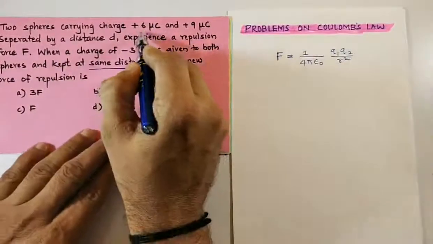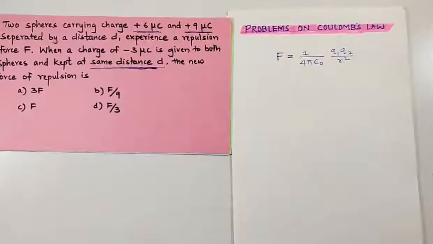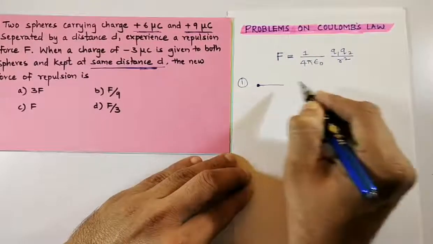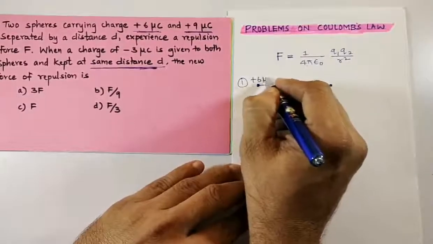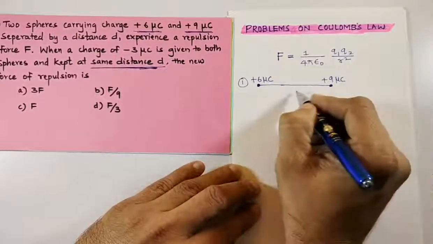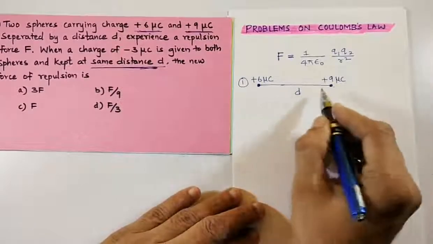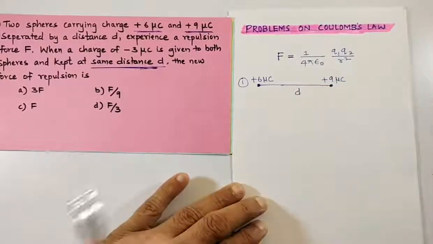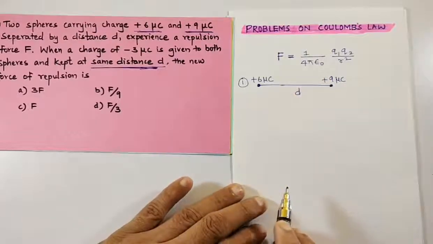Now first, the two spheres plus 6 and plus 9 are separated by distance d. I will show them as point charges. Two spheres are there, plus 6 microcoulomb and plus 9 microcoulomb. They are separated by distance d. So the force between these two is F. Now if you apply this formula, this is Q1, this is Q2 and this is R. In place of R he has given d.